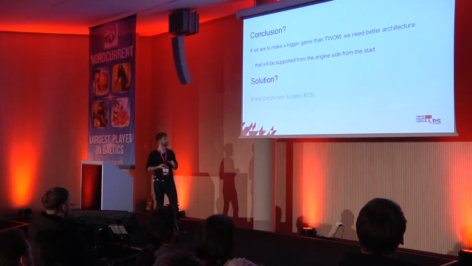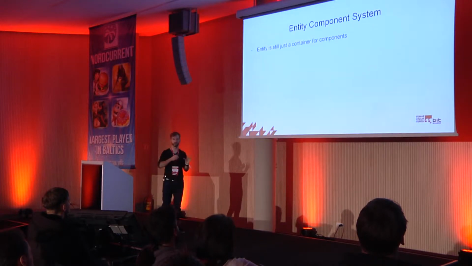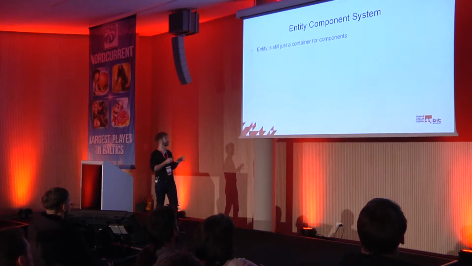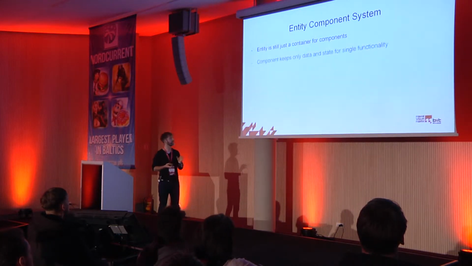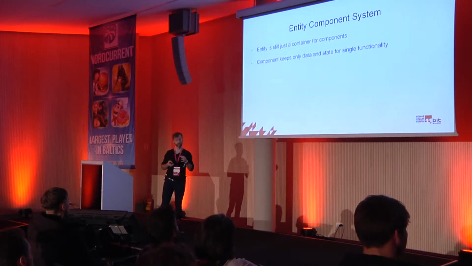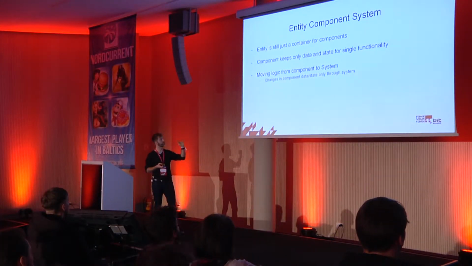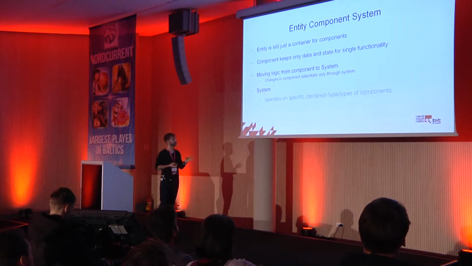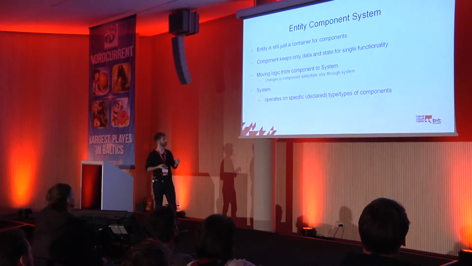Our solution? Entity component systems. So what is an entity component system? It's a variation of components. For me, it's an upgrade. In this model, an entity is still just a container for components. A component now keeps only the data and state for a single functionality, and the logic is moved to the system. Changes to the data kept in the component can be made only through the system. The system operates on specific declared types of components, so it has access to the data, and it can keep some kind of global state.